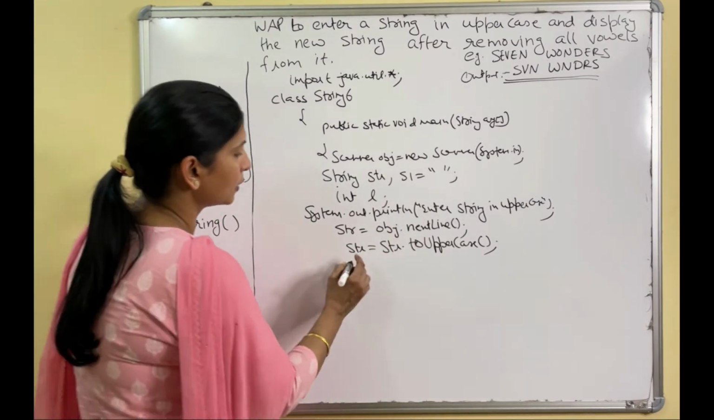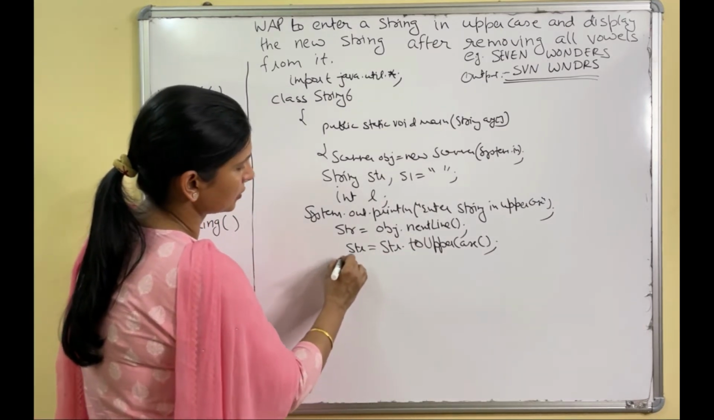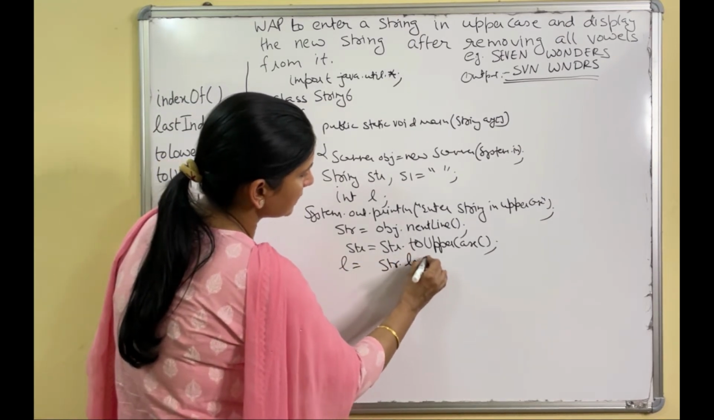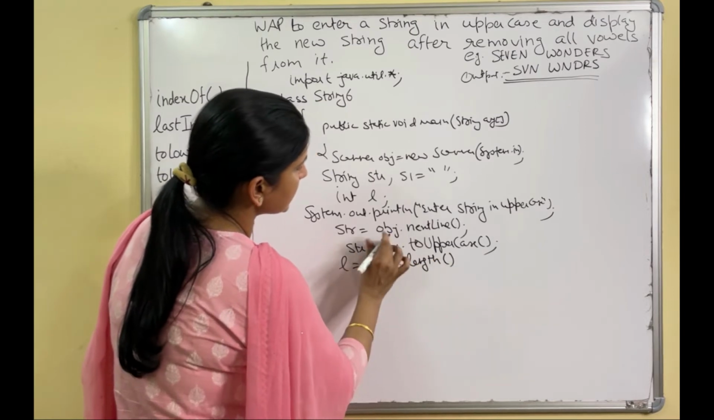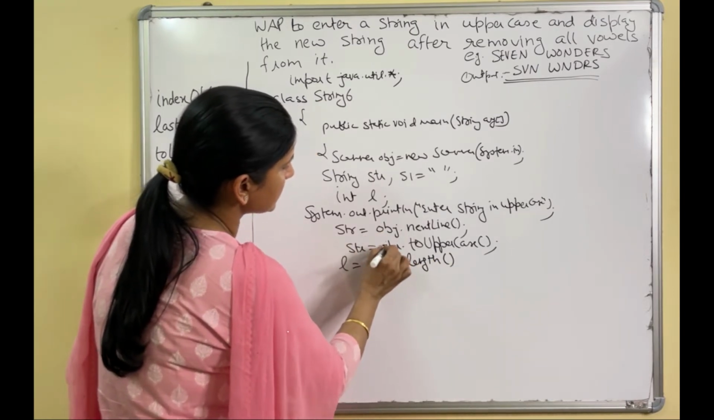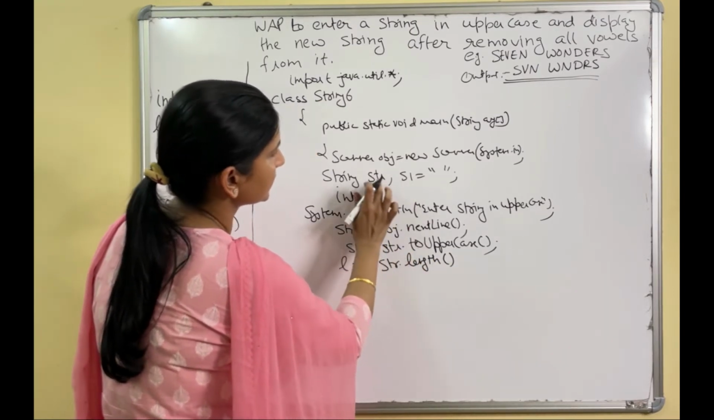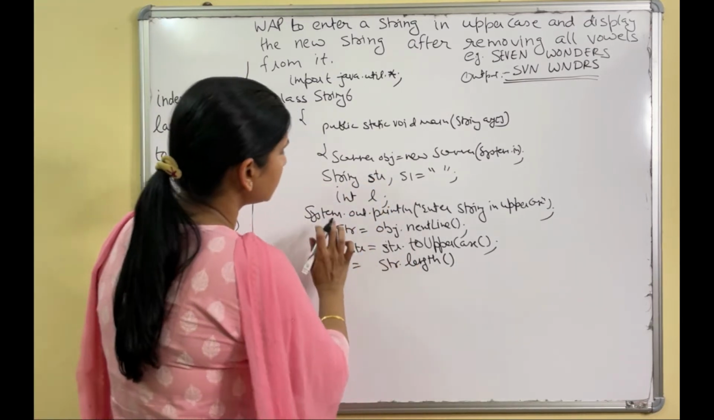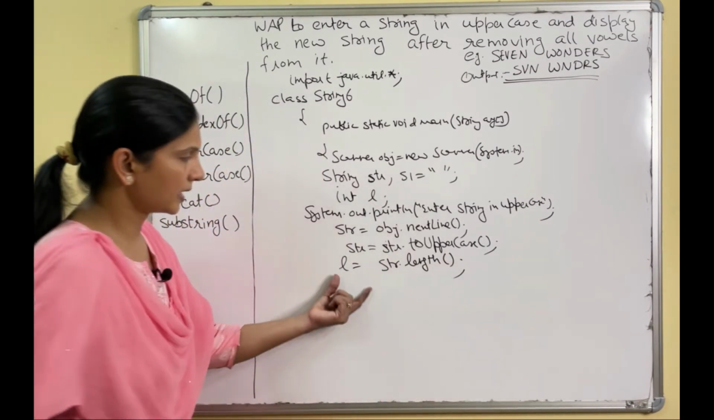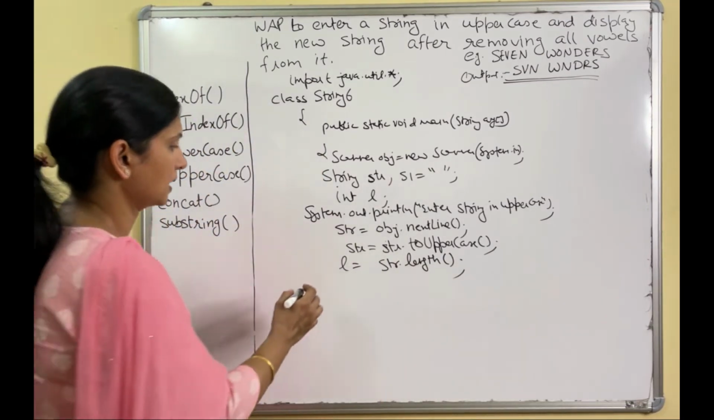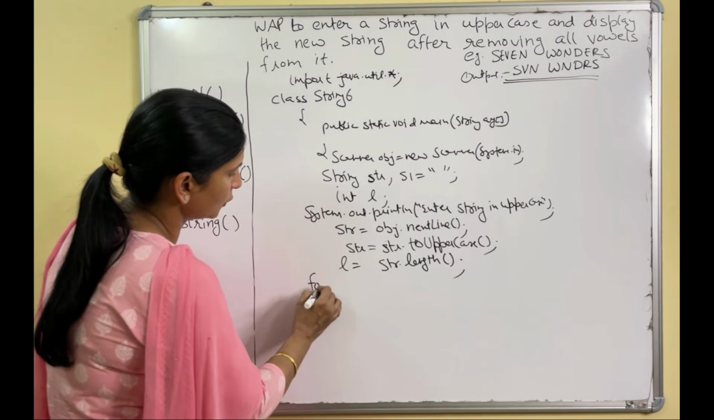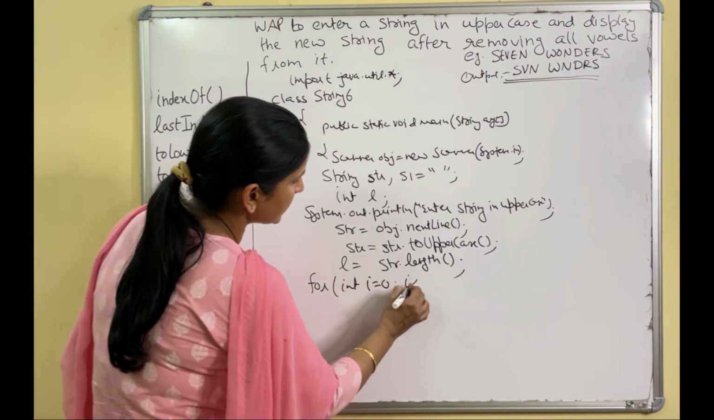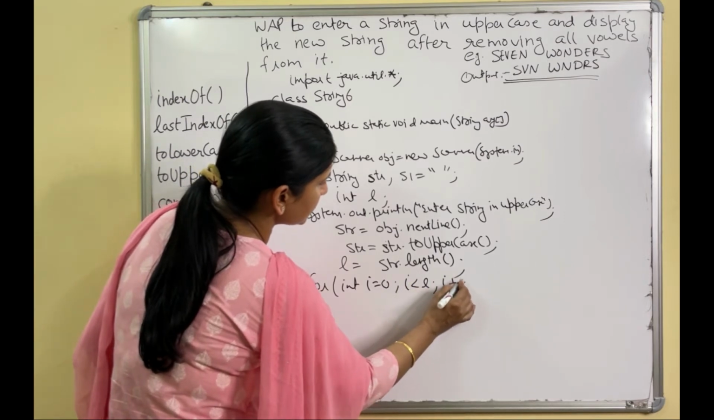Fine. Now we will find out the length. So L equals str dot length. S is small everywhere; str we have taken small. So str dot length, so L, we have got the length of the string. Now we will use the for loop: for int i equals 0, i less than L, i plus plus.